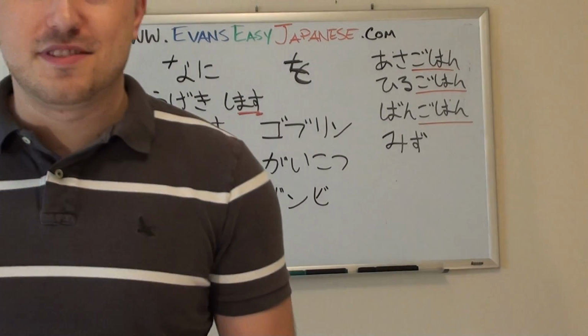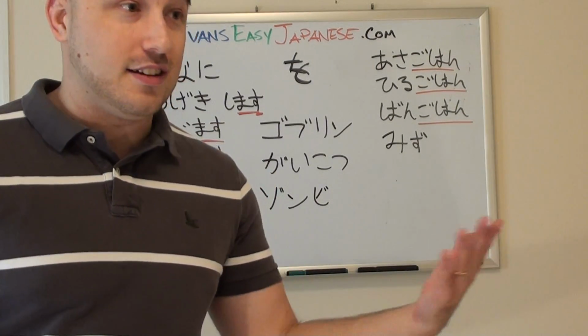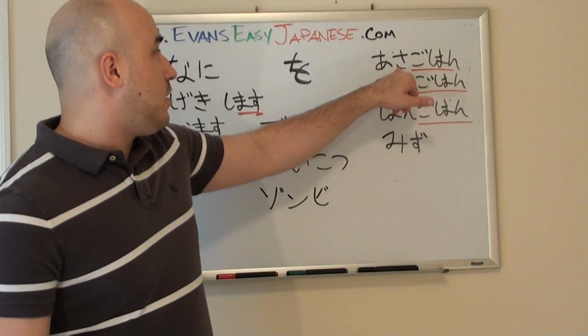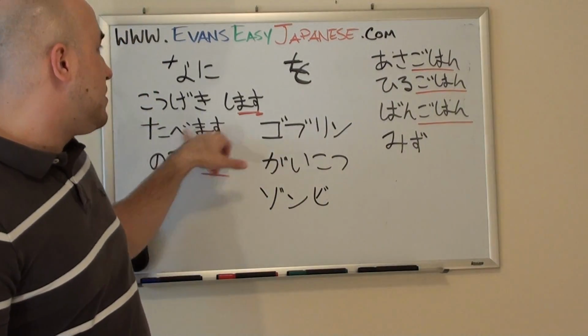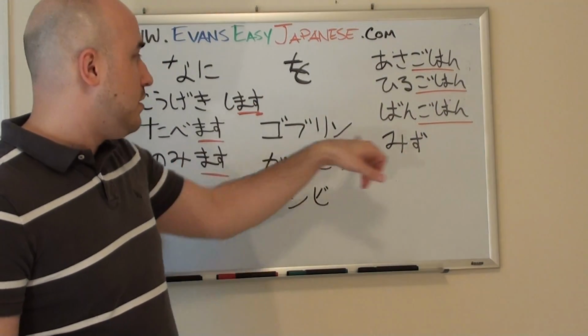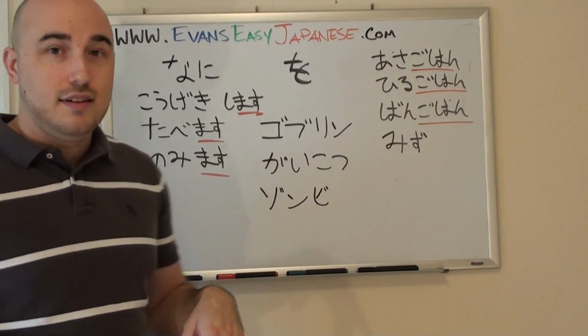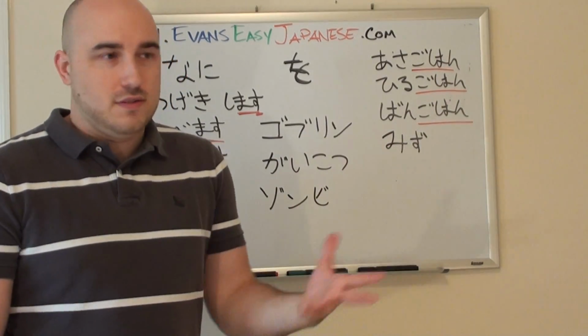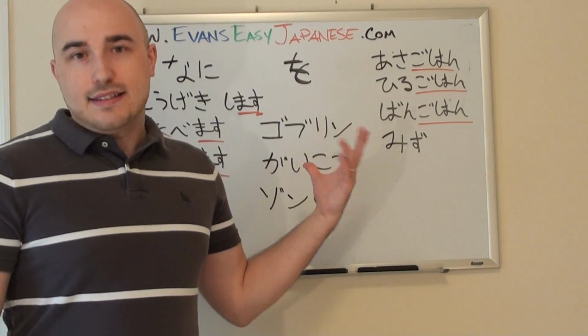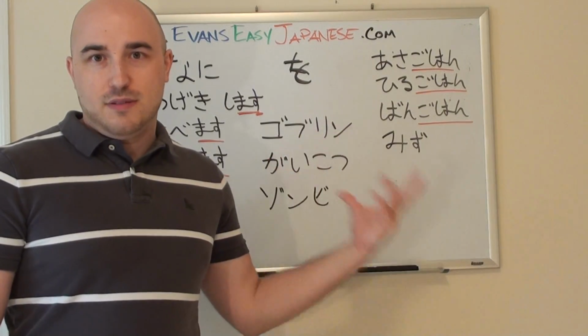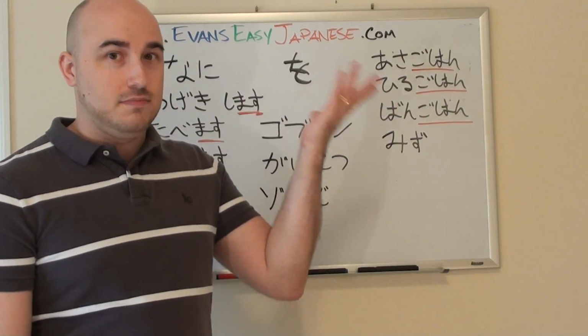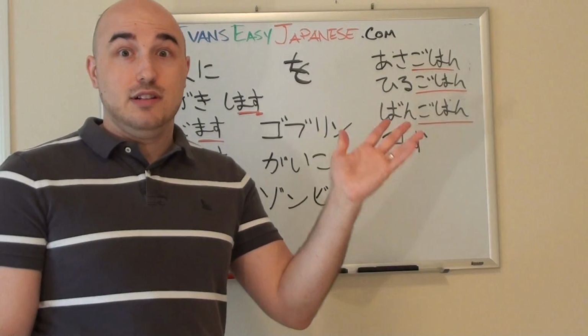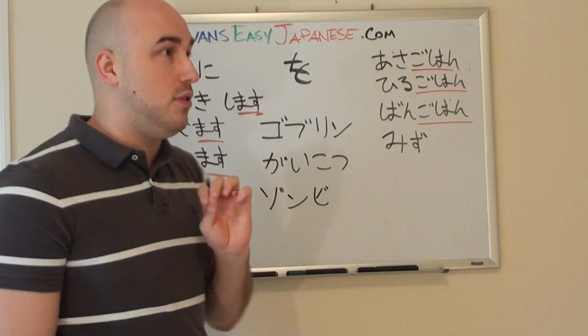So now you actually know some stuff you can use in your daily life. Asa gohan o tabemasu, eat breakfast. Mizu o nomimasu, drink some water. You can use this on a daily basis. Like I said, I'm teaching this in the hopes that you're going to use them in a fantasy game. However, guess what? You can use them in real life too. Whoa, real life, holy moly.